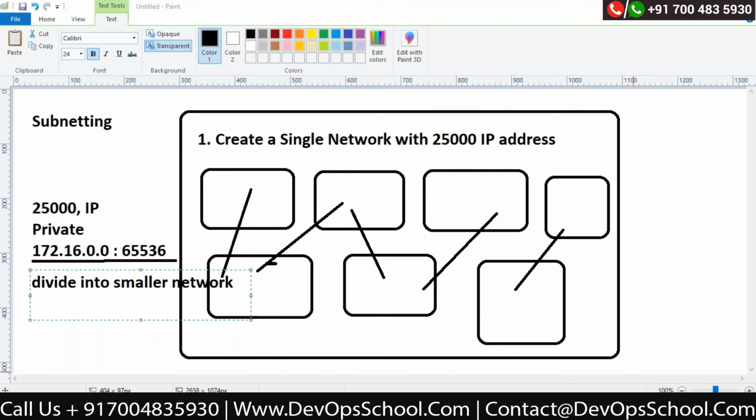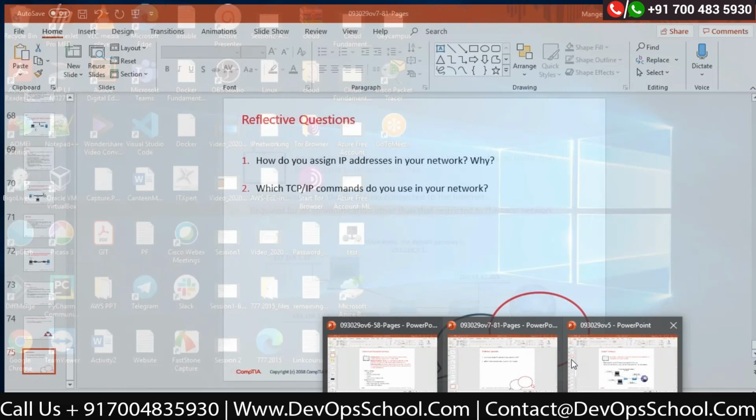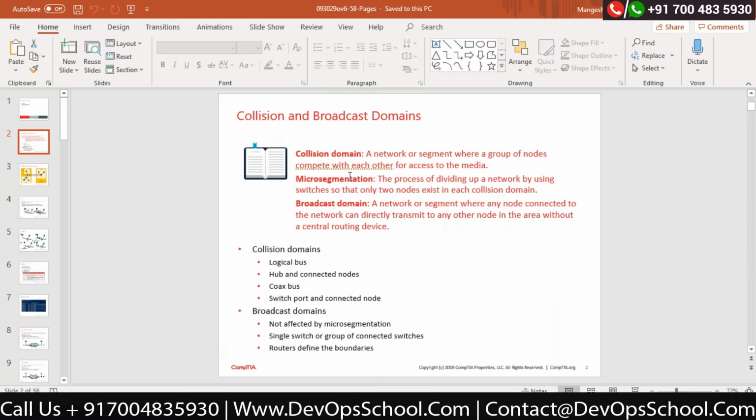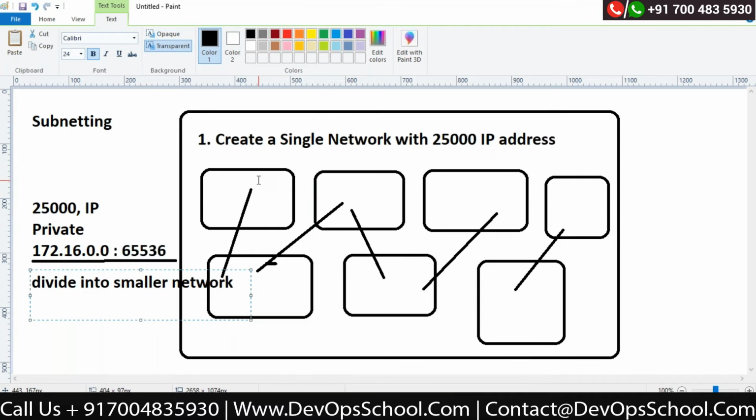Correct? And the second term they said is micro segmentation. Micro segmentation is the process of dividing a network by using switches, so that only the nodes in one collision domain exist together. That means once I have multiple departments, every department I am going to segregate with subnetting, as well as divide their network with different switches. That particular process would be considered micro segmentation.